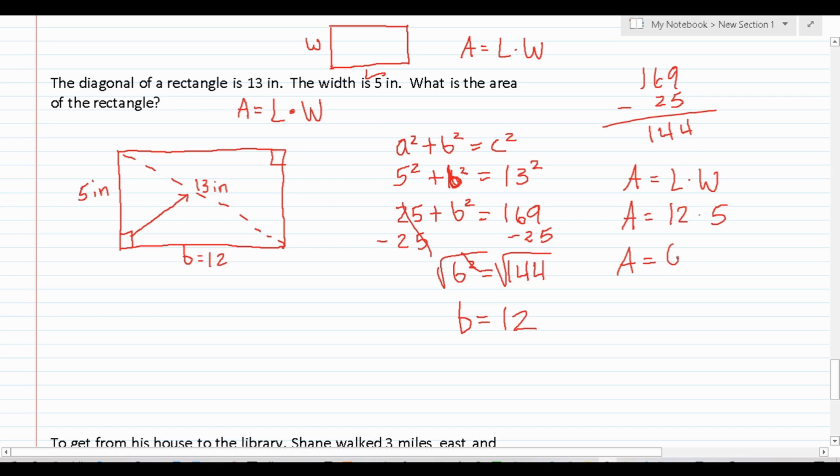5 times 12, of course, is 60, and this is in inches. So the area of this rectangle is going to be 60 inches squared. And as you can see, we used the Pythagorean Theorem to solve for the length, which corresponded to b as the leg of a right triangle. So that's that one. Pretty common question you'll see on the ASVAB.